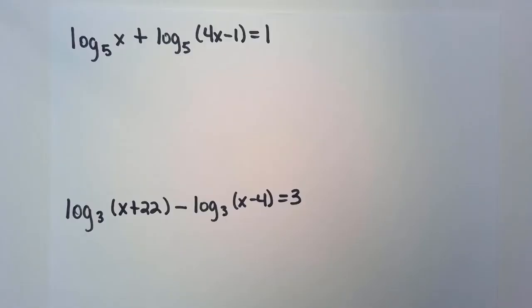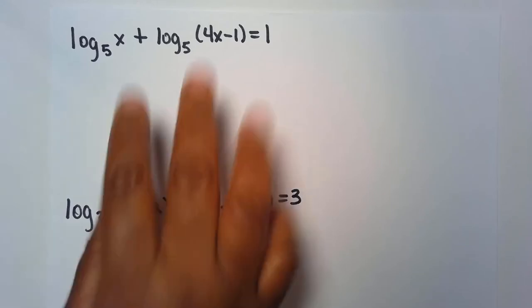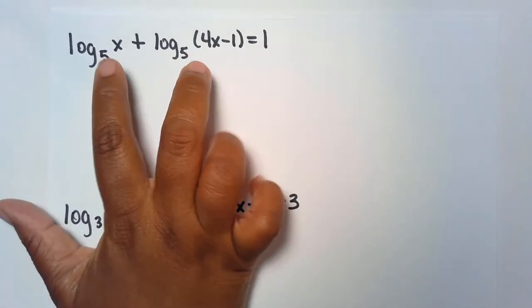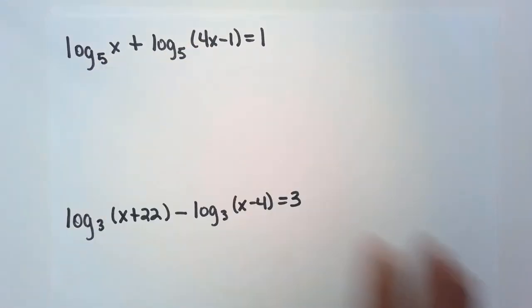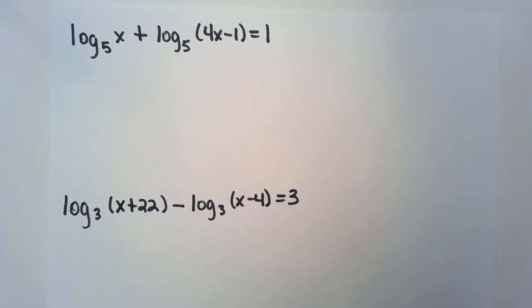All right, so let's look at the next examples. We have here the first one, log base 5 of x plus log base 5 of 4x minus 1 is equal to 1. All right, so now this one is a little bit more advanced in that we're going to have to use some previous properties. Because if our goal is to make this left side one logarithm, I don't want two separate ones, we're going to have to go back to our properties of logs.